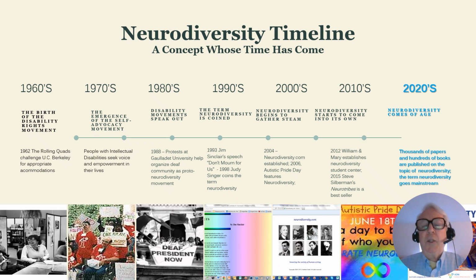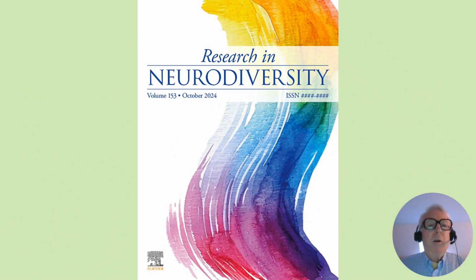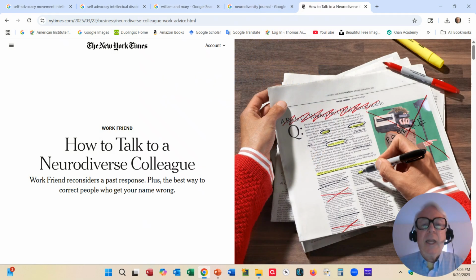Finally, in the 2020s, where we are now, neurodiversity seems to have come of age. There are many journals now being written and planned that focus on research in neurodiversity, and many articles, thousands of articles now, and hundreds of books. I've noticed even many children's literature books coming out to teach little kids about neurodiversity, which is great to see. Neurodiversity as a term seems to have become mainstream.